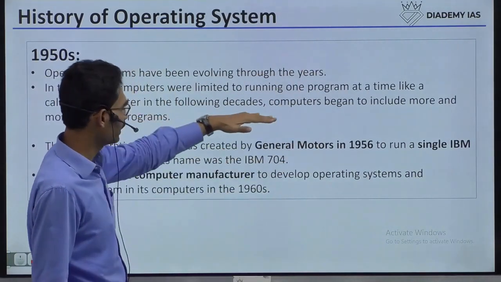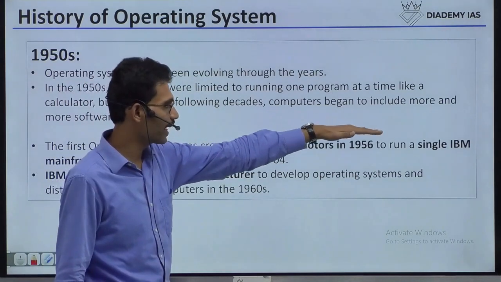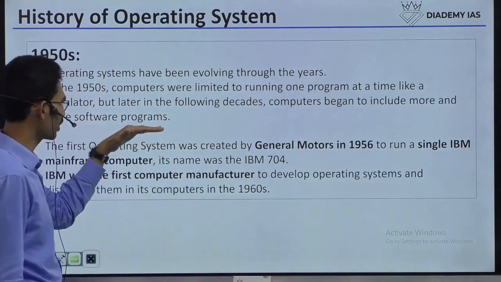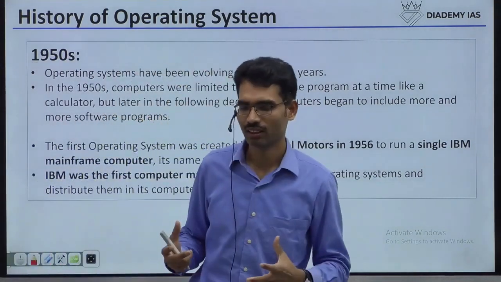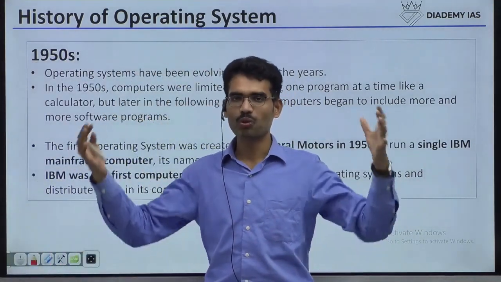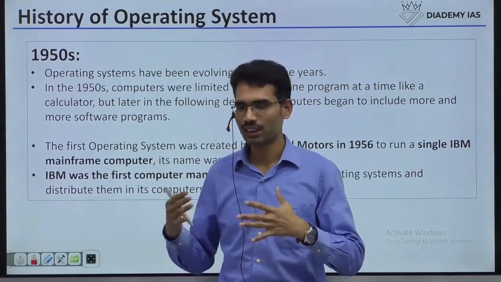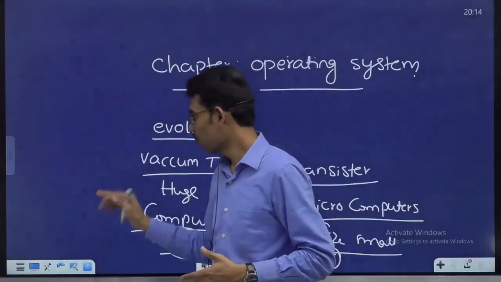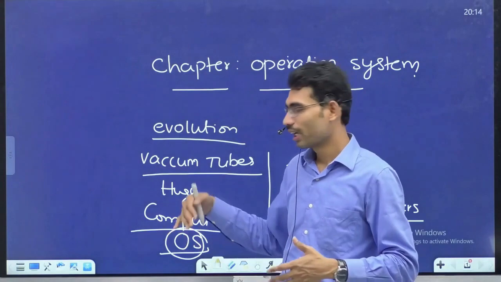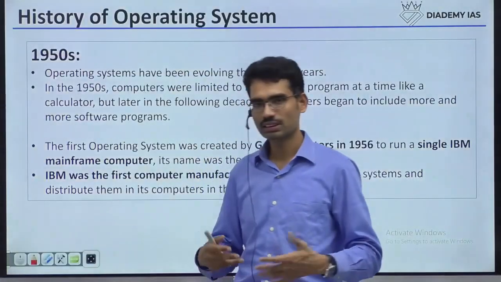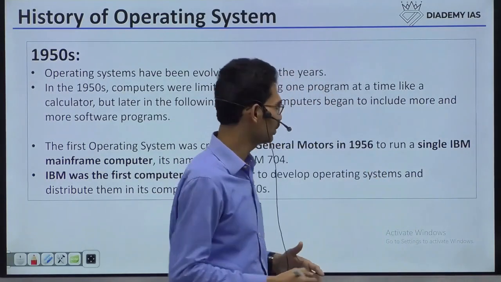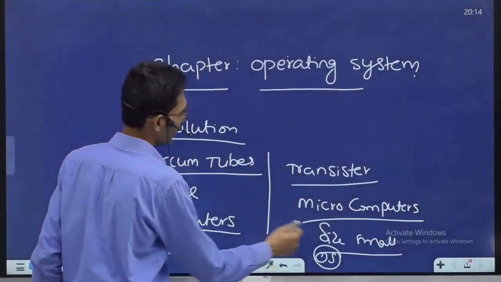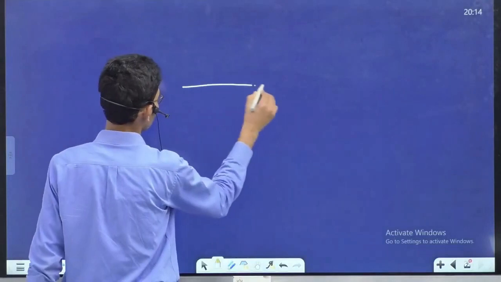But later, in the following decades, computers began to include more and more software programs, so more and more instructions. Simply, you can say computers started taking more instructions at a time. Initially, in the 1950s, it was one instruction at a time. Later, computers started taking more and more instructions at a time. The central processing unit started taking more and more. So it's like this.